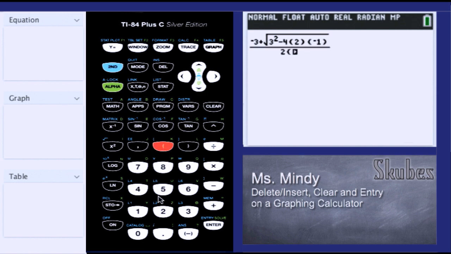Now this you should recognize as the quadratic formula. I've taken a quadratic equation. I'm going to close the parentheses. I'm going to scroll to the right. Now there is my quadratic formula. It's going to give me an answer. I'm not sure what the answer is, some decimal version.